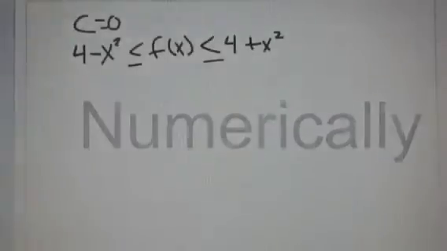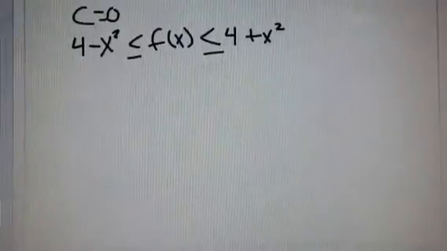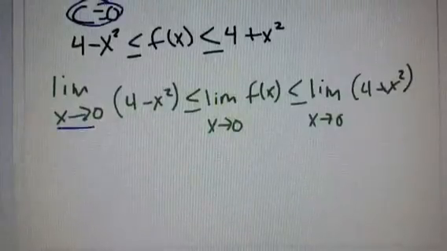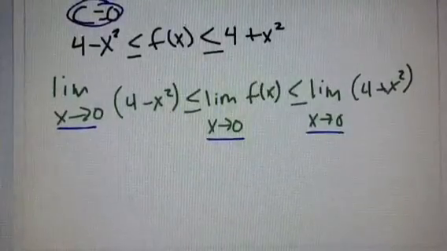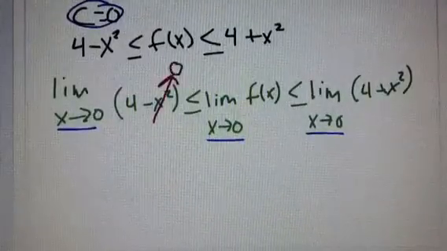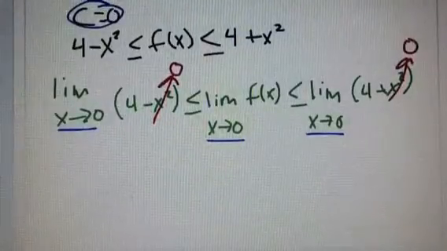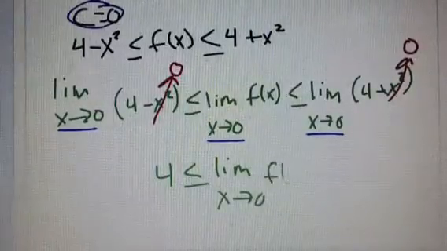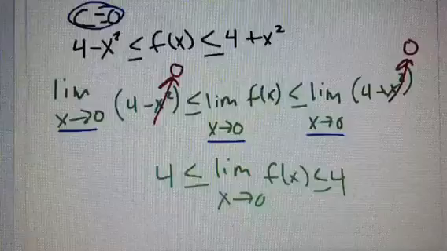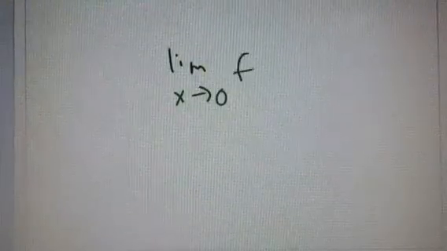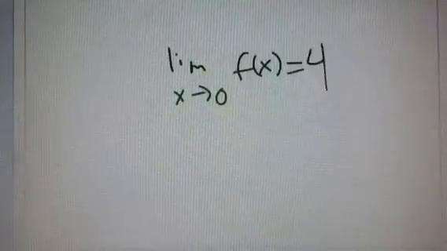Let's try it numerically. Here's the problem. The point of the problem is to see if there is a limit of f of x as x approaches c. Now, c is 0, so we have to test each function as x approaches 0. So we do that, and we see that as x approaches 0, the x squareds go to 0, so then we are left with 4 is less than or equal to the limit as x approaches 0 of f of x, which is less than or equal to 4.